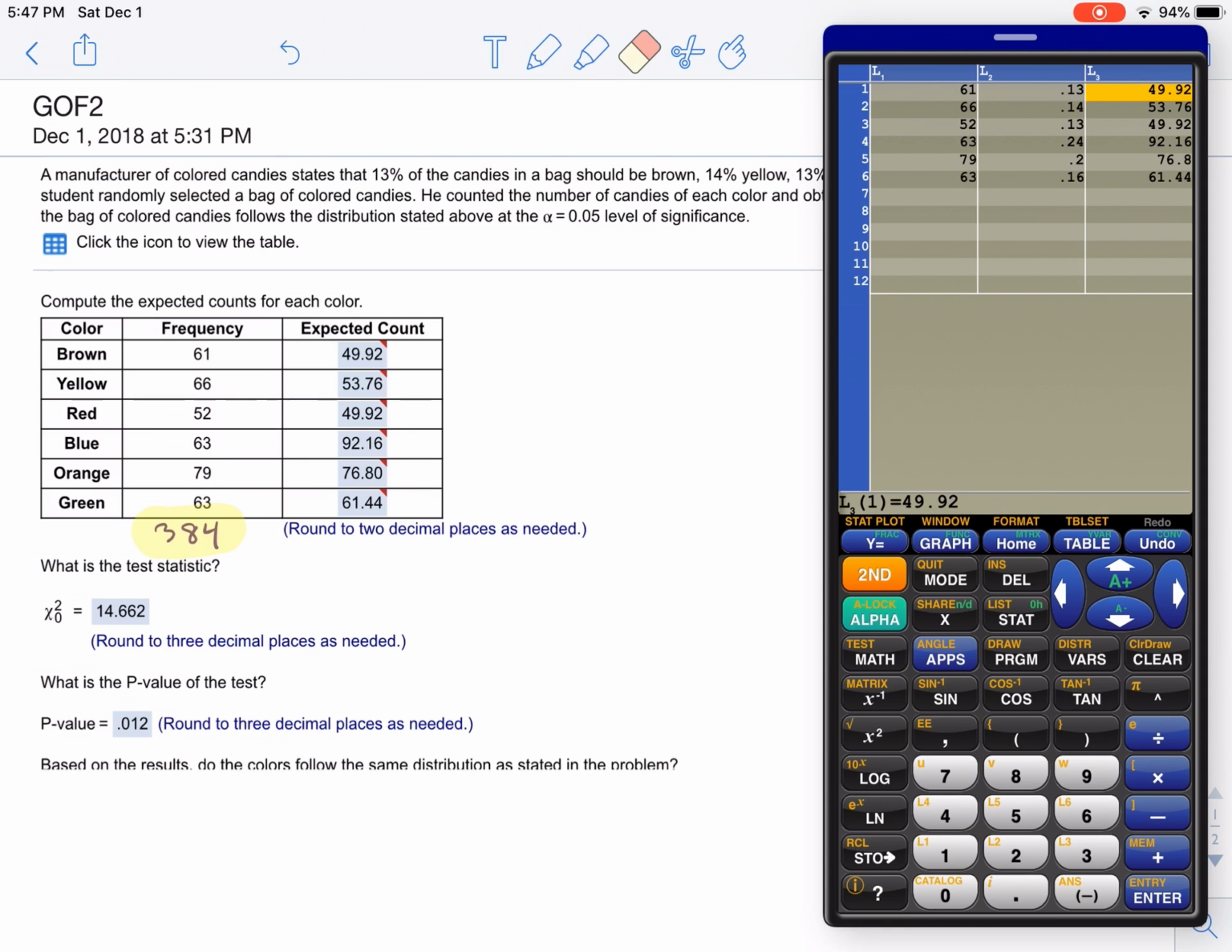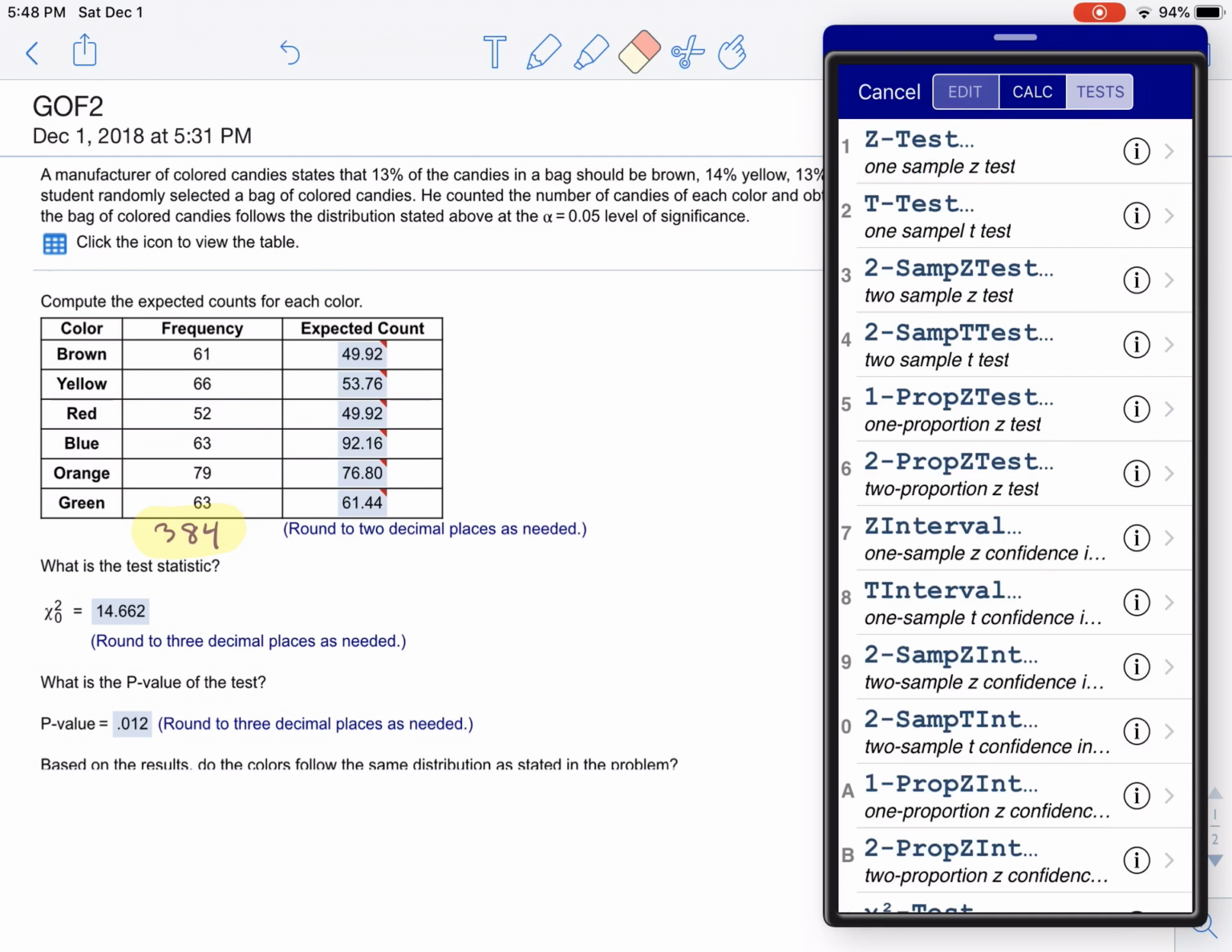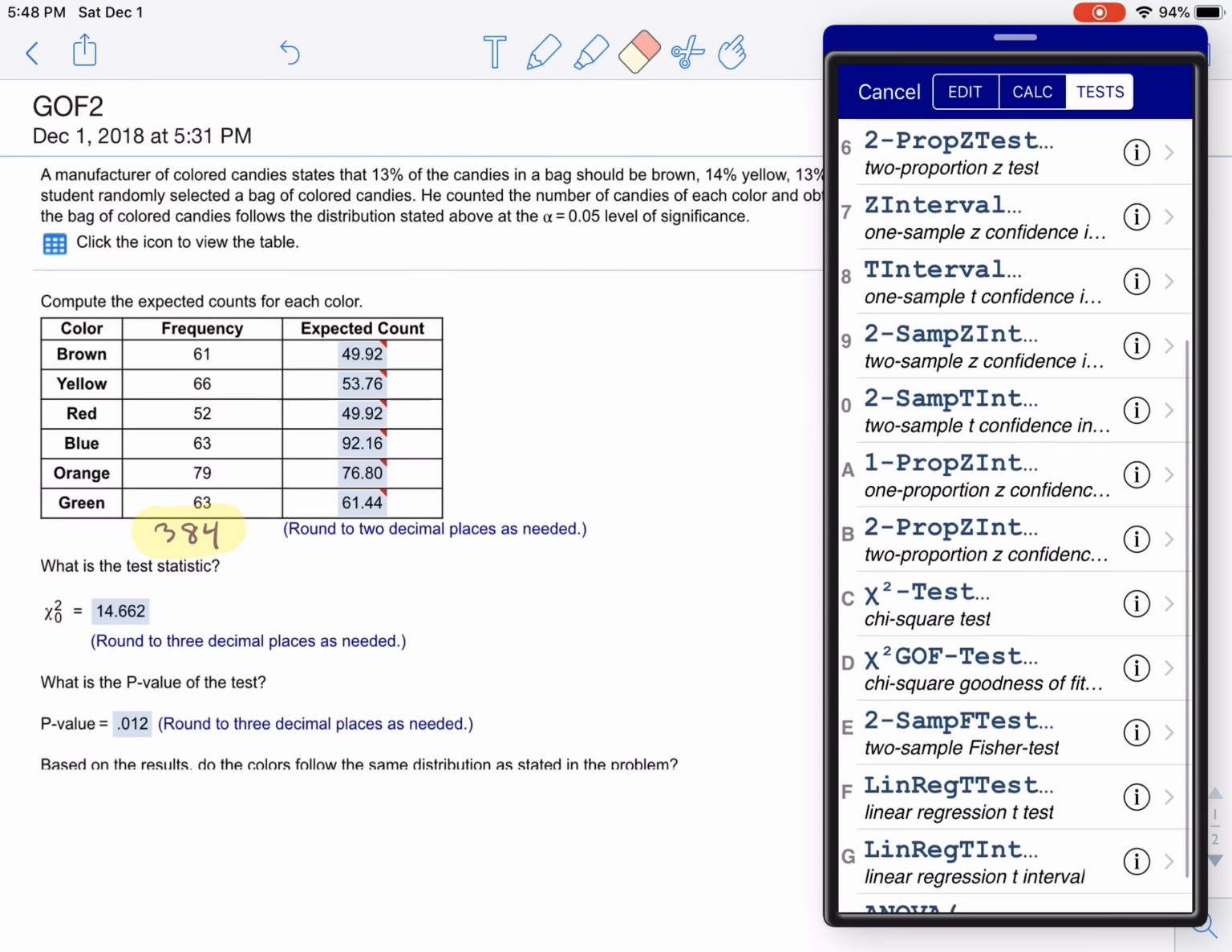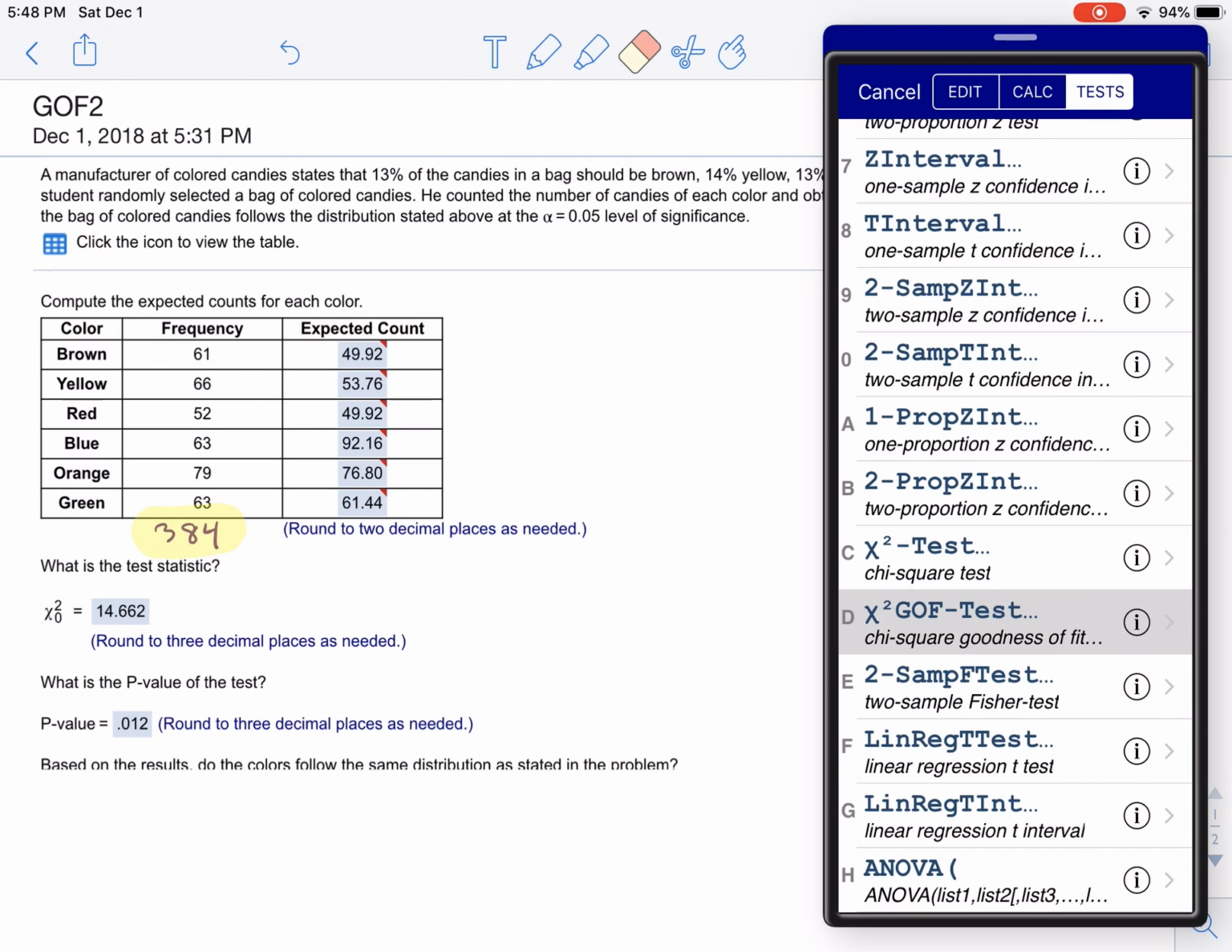So now in L1, I have the observed values. In L3, I have the expecteds. Those I need in lists in order to do the goodness of fit test. So I go to stat, tests, and then chi-squared goodness of fit. I scroll down. There it is.